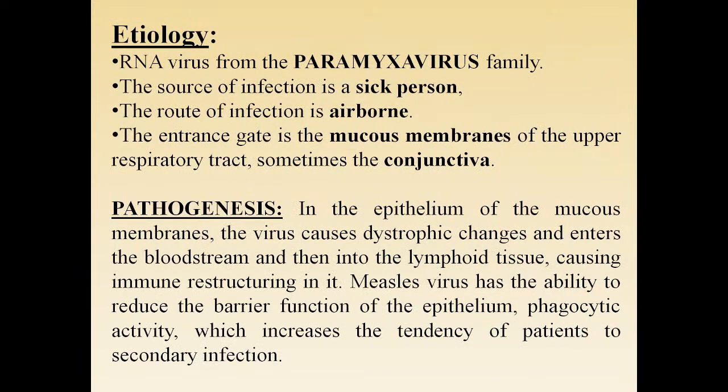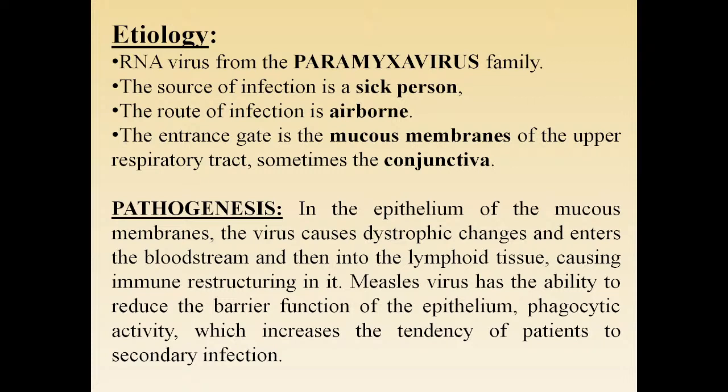About etiology and pathogenesis. Etiological factor: an RNA virus of the paramyxovirus family. The source of infection is a sick person. Mechanism: airborne pathways. The entrance gate: the mucous membranes of the upper respiratory tract, or sometimes the conjunctiva.